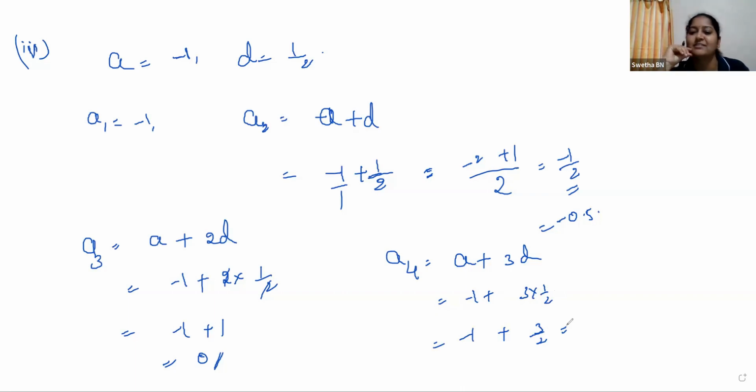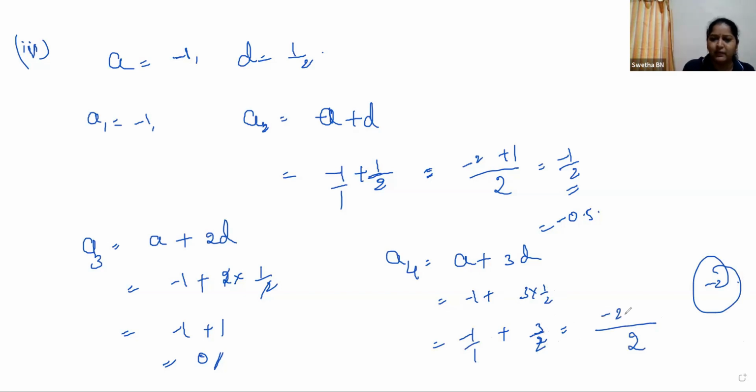Let me see who will tell the answer. Ma'am, A4, it is -2. Okay, both are saying -2, right? Is it right? Let me see. See, we have 2 denominator, right? So -2 plus 3. How did you get minus 2? It is 1 by 2, right? It is 1 by 2.